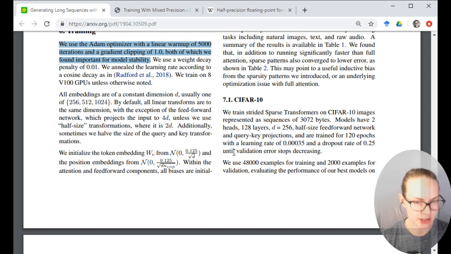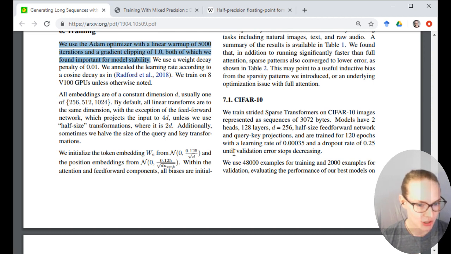By default, all linear transforms are to the same dimension, with the exception of the feed-forward network, which projects the input to 4D, unless we use half-size transformation where it is 2D. Additionally, sometimes we have the size of the query and key transformations. Okay, so this is just technical details that I don't think are that interesting, but if you were trying to re-implement this, would be very important for you.